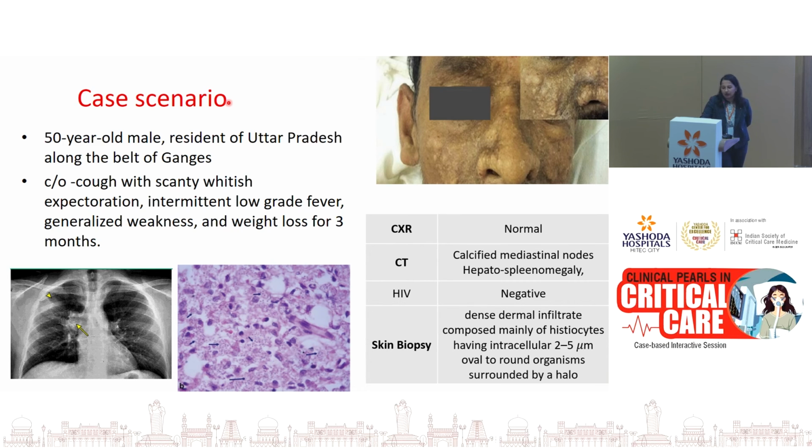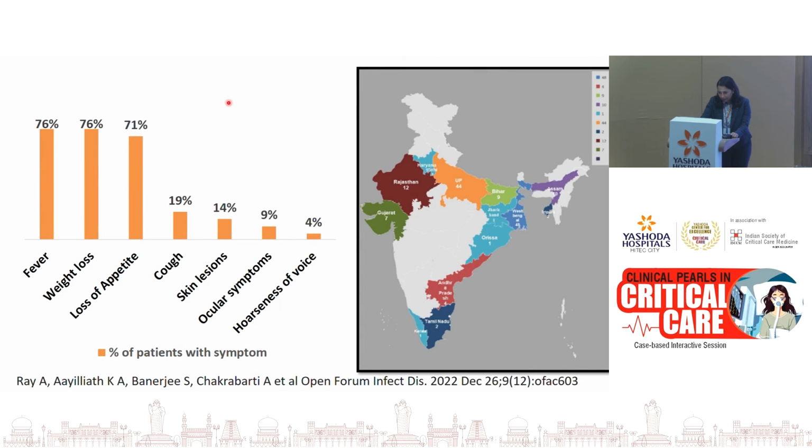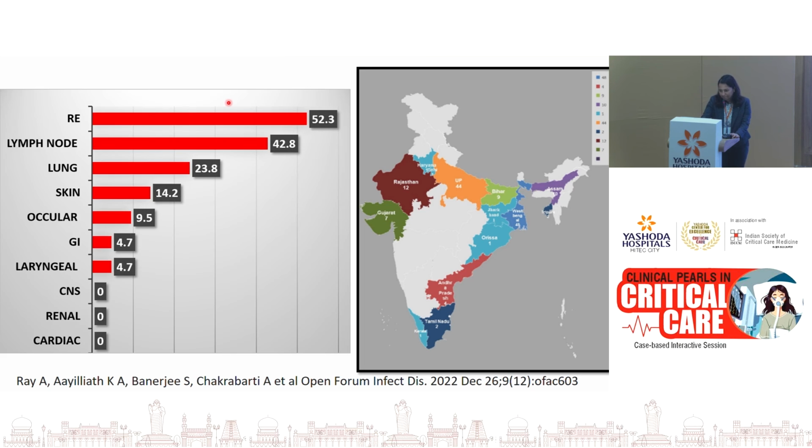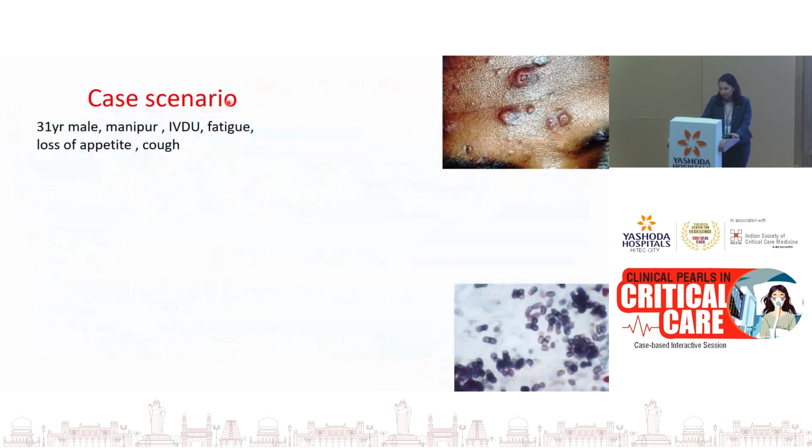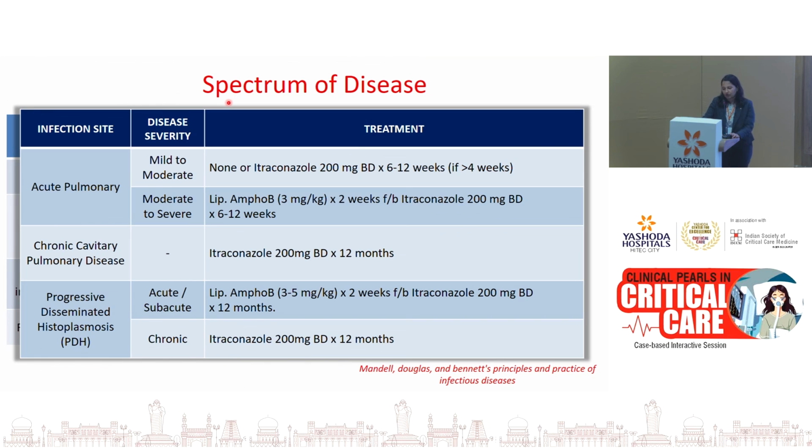As we know, along the belt of the Ganges, histoplasmosis is pretty common, in West Bengal and the other northeastern states. Even in our center, we have diagnosed about 4 cases of histoplasmosis over the last 3 years. The spectrum of this disease varies. It can present as an acute pulmonary syndrome or a chronic cavitary pulmonary disease, ranging up to progressive disseminated histoplasmosis as well. The management is initially amphotericin B, and it may even be self-limiting. And if it is a chronic cavitary pulmonary disease, we need to go for itraconazole.